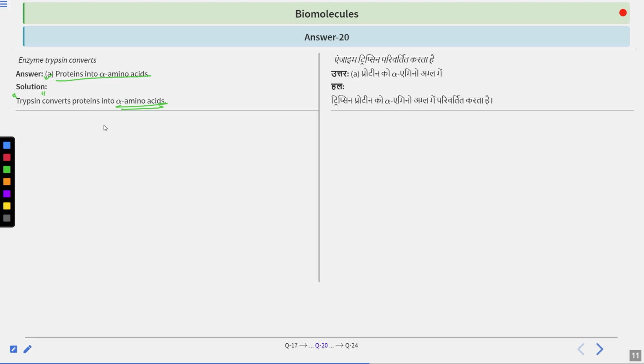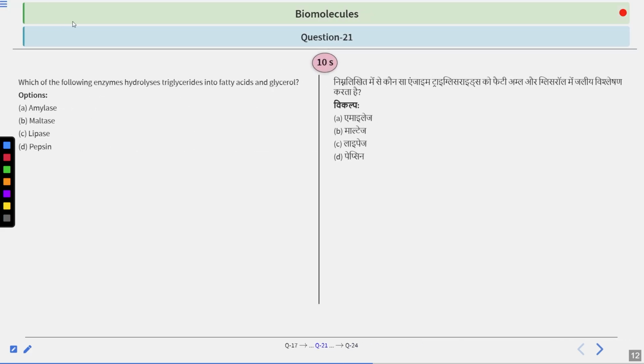Moving on to our next question. Which of the following enzymes hydrolyzes triglycerides into fatty acids and glycerol? Again, now we have to tell which enzyme we use for the hydrolyzation of triglycerides into the fatty acids and glycerol. Options are amylase, maltase, lipase, or pepsin. You have 10 seconds to think about this question. After that, we will see the correct answer.